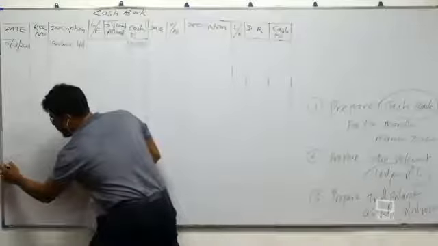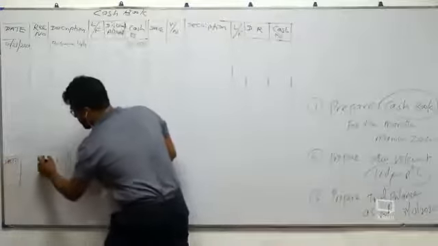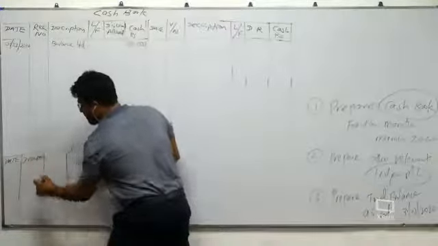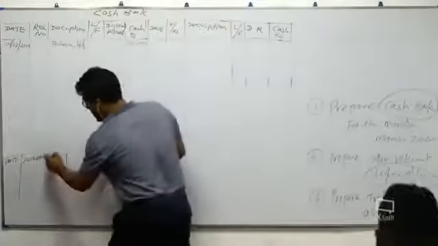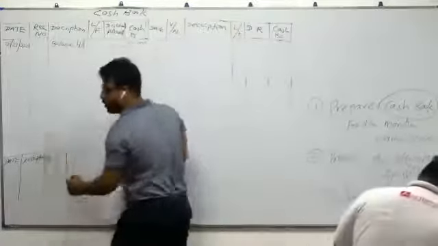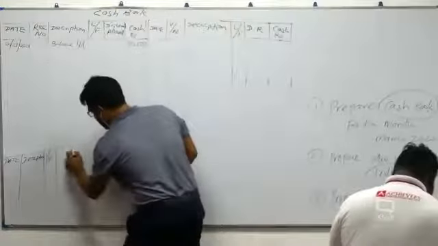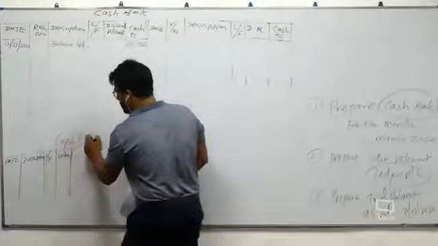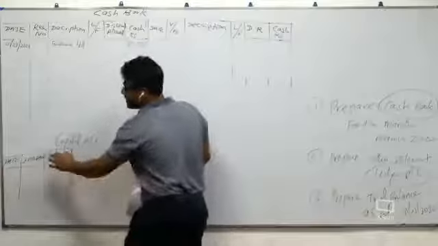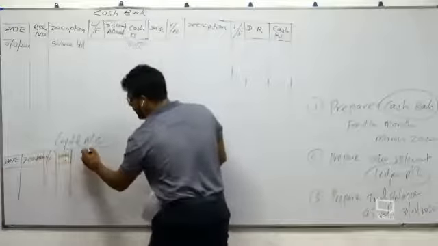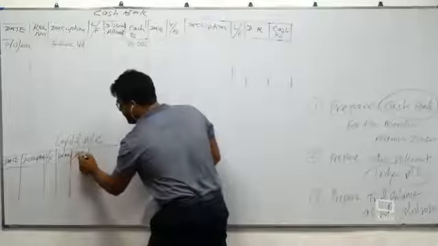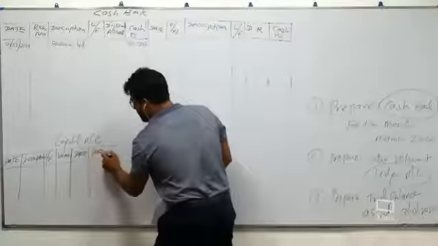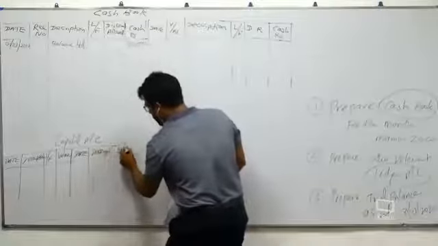That is date column, description, date, description. Then you can write a ledger folio and the value. Only one account. Maybe capital account you can write it. Date, description, ledger folio, value. Then again write date, description, ledger folio, and the value.